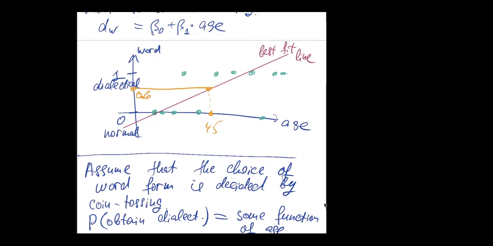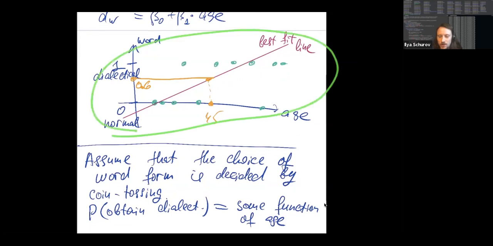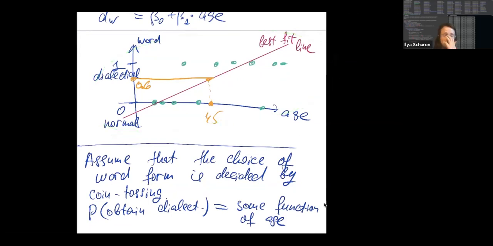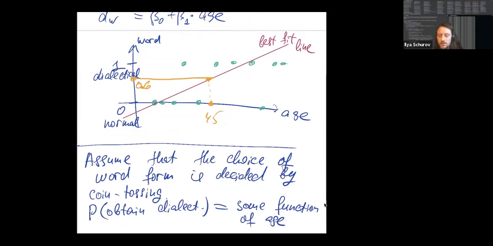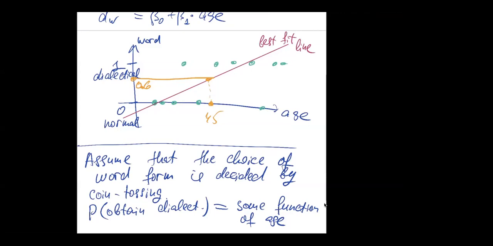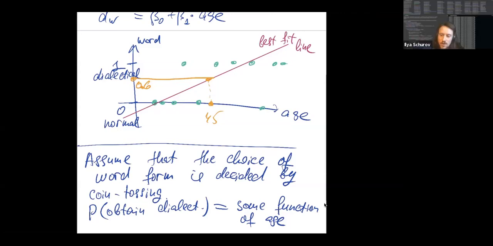Okay, so the question now is, what's wrong with this picture and with this interpretation of this picture? Maybe it's too linear, I don't know. Yes, and what is the problem with this linear function, if I try to interpret its values as probabilities? Maybe it shows that every person in the young age starts with the normal form and ends with the dialectal form. Well, in a sense, it shows even more. It is not a problem if it were showing just what you said.